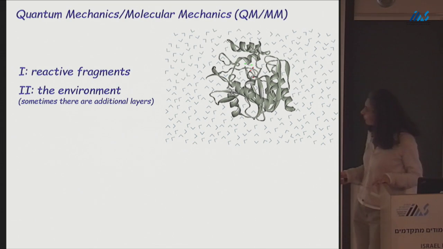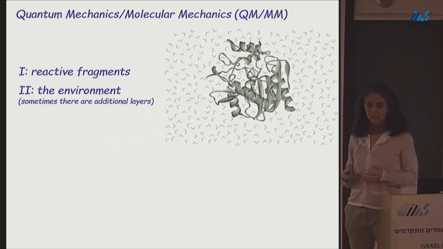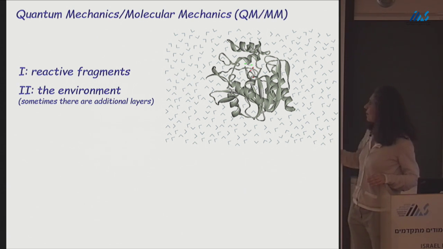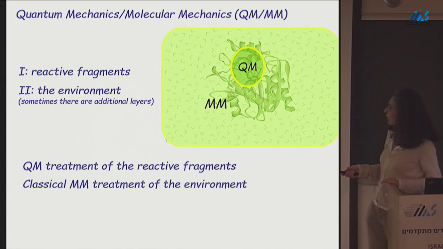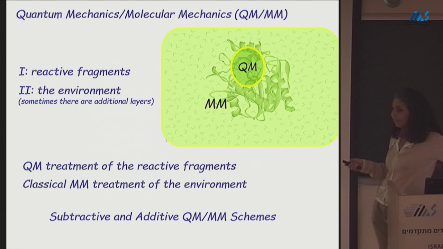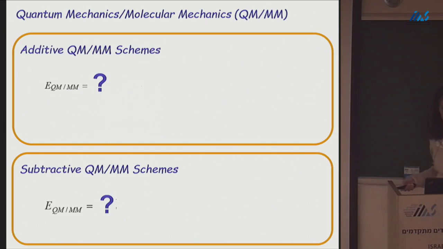So what is QMMM? If this is our system, we divide it into the reactive part, where the reaction takes place, and the rest of the system, which we will refer to as the environment. We calculate the reactive part using quantum mechanics, and we calculate the environment using molecular mechanics. There are various approaches to do this: the subtractive and the additive approaches. I will slightly elaborate on both of them.